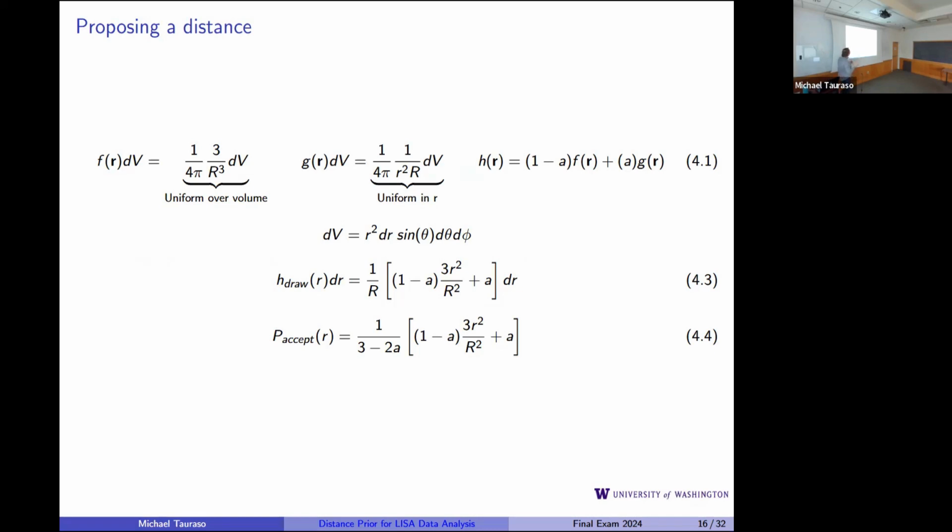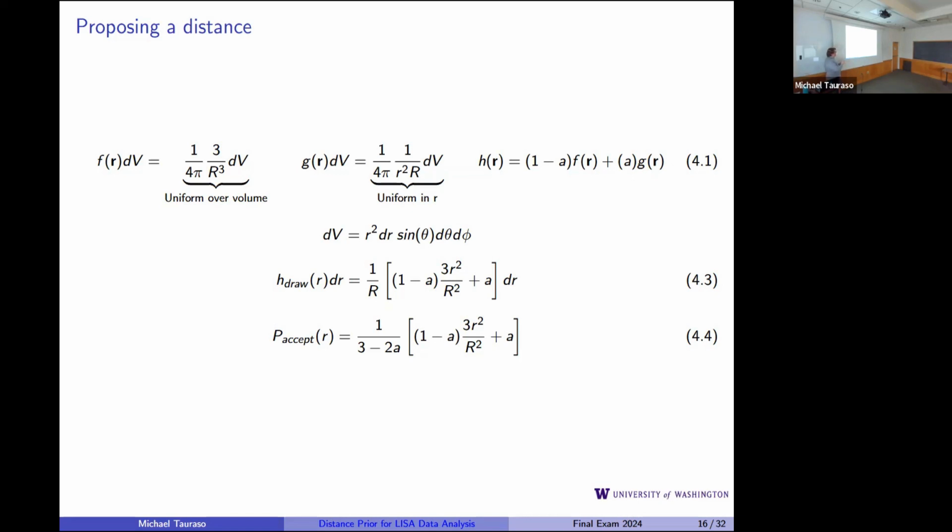We could draw it in a way that's uniform over all the volume, which would mean that we're tending to propose points that are very far outside the galaxy, because there's just more volume out there than there is inside the galaxy. We could also choose to do it uniform in R, or say, okay, we're just going to pick a uniform value, but that's sort of biased with respect to volume. We end up picking points that are close to Earth.